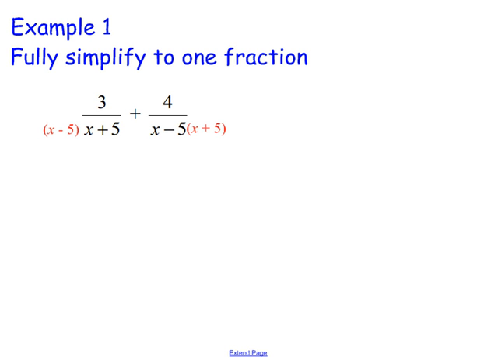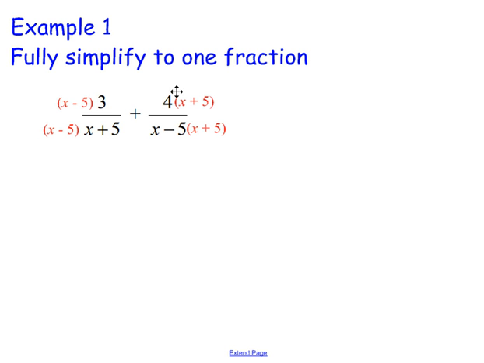So one of the things you could do is ask yourself, what does the denominator of one fraction have that the other one doesn't have? In this case, when we first started, 3 over x plus 5 doesn't have an x minus 5, so we multiply by the x minus 5. And the 4 over x minus 5 doesn't have the x plus 5, so we multiply by that. And whatever you do on the denominator, you got to do on the numerator. And now you get a common denominator by doing that.